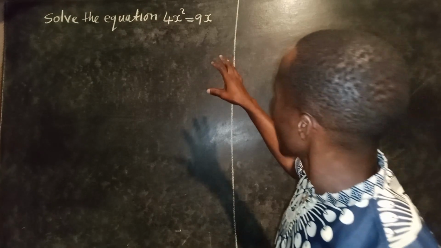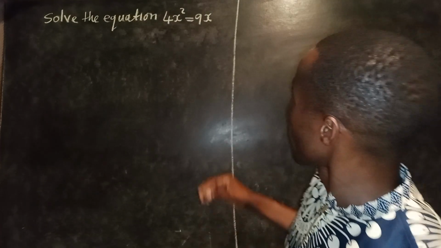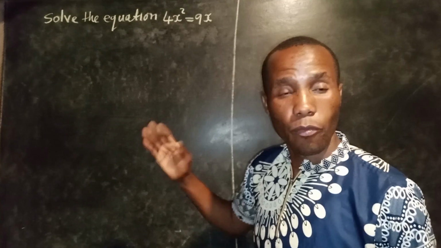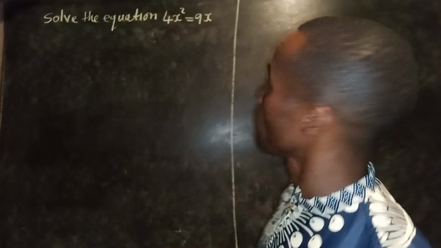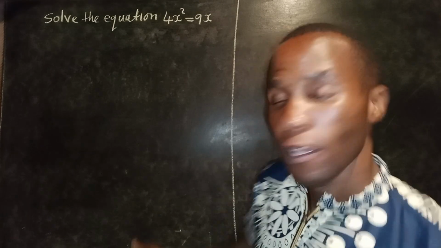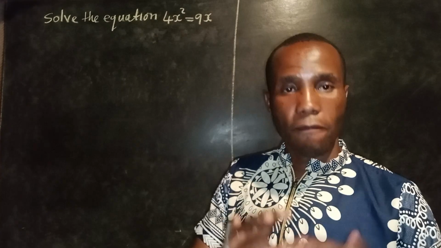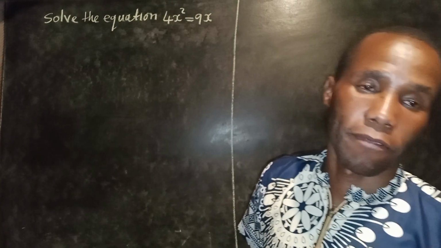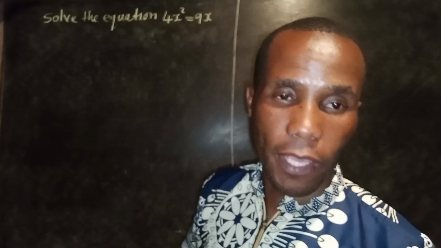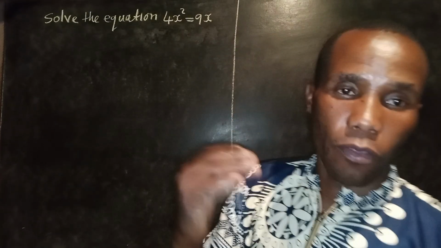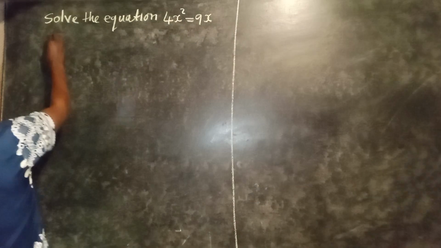Okay, so when you look at this particular equation, this equation has a power which is more than 1. So this can be referred to as a quadratic equation because of that same power. Okay, it's very important to identify the type of question that you are dealing with if you are to get it correctly.